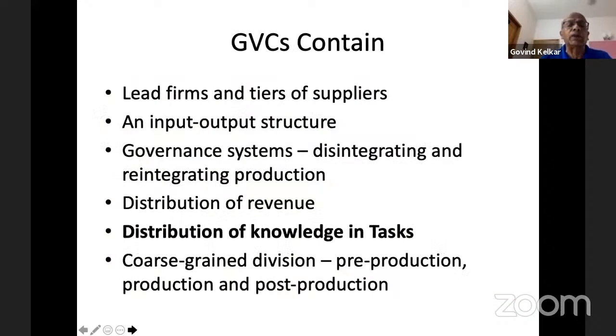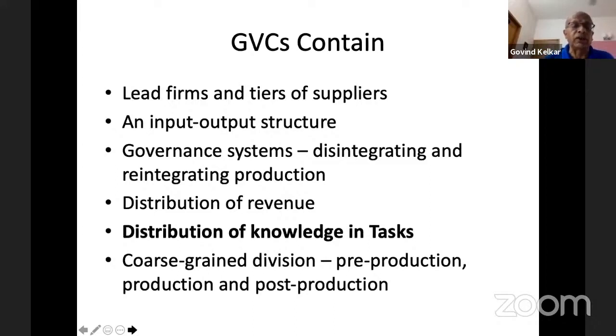So as a result of that, what does the GVC contain? It contains a lead firm and then a number of suppliers. So there's an input-output structure, so that the outputs of one firm become inputs of another, and all of these are put together finally by the lead firm. In putting it together, or in distributing the tasks, there is what is called a governance system, okay? So that the lead firm decides who will do what in the whole distribution of tasks.